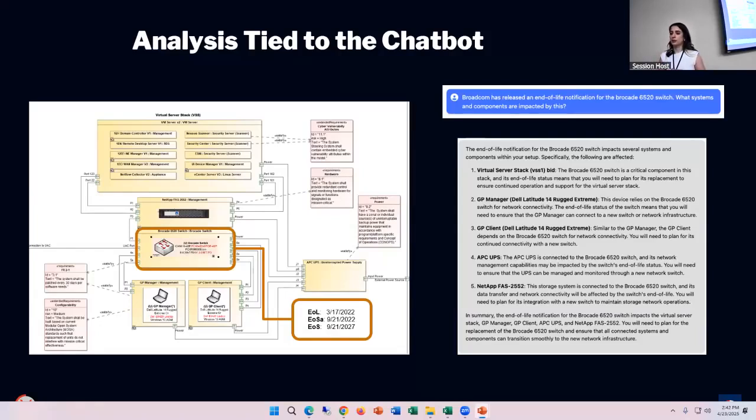the chatbot is able to identify the systems and the components that are affected by this obsolete part, and also tell us which components are connected to that obsolete part. And this is part of our replacement part assessment, trying to figure out if this replacement part could be compatible based off of the part that you have within your system architecture model.